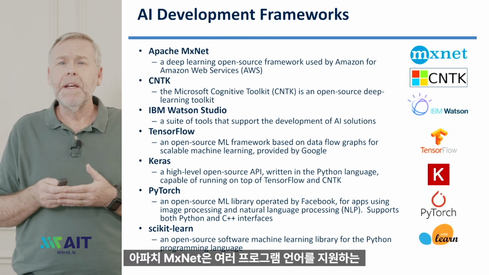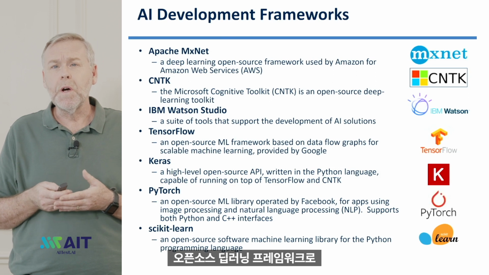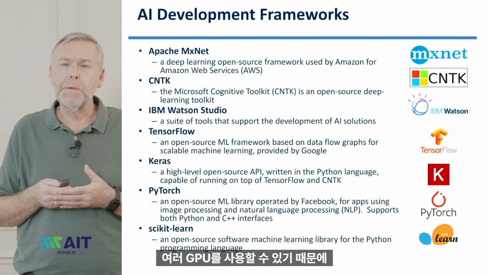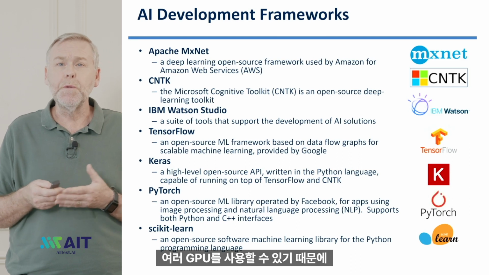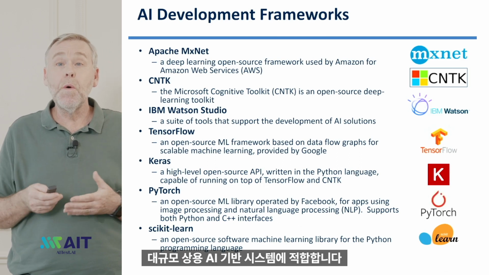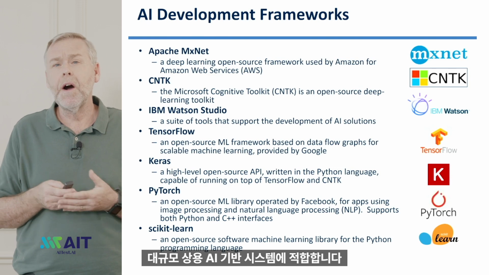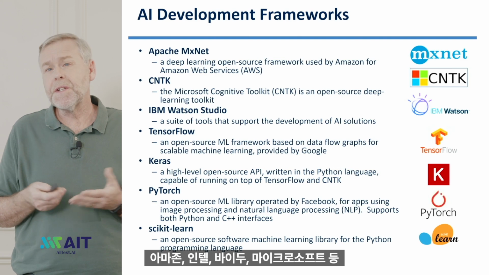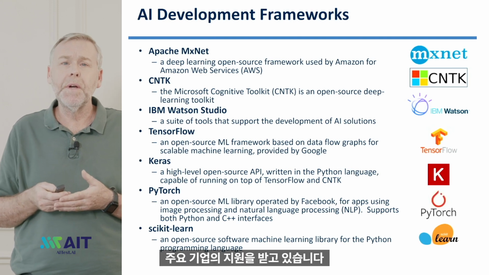Apache MXNet is a deep learning open source framework for deep neural nets that supports multiple programming languages and is scalable to multiple GPUs, and so it will work for large commercial AI-based systems. It is supported by major players such as Amazon, Intel, Baidu, and Microsoft.